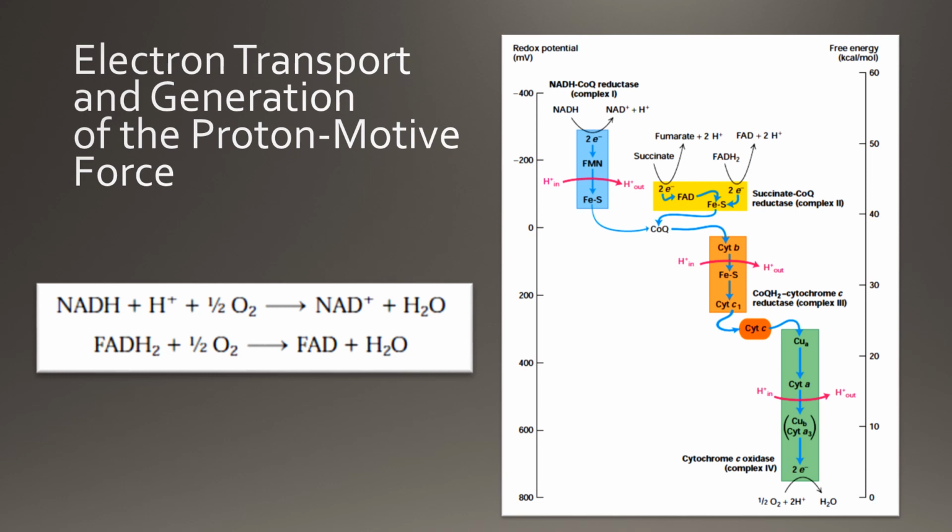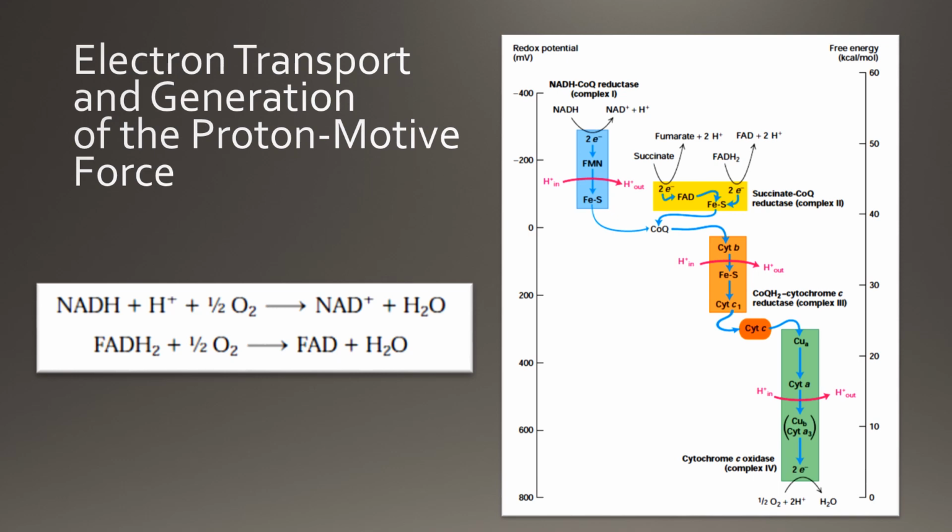By this simple calculation, 10 times minus 52.6 plus 2 times minus 43.4 comes to around minus 613. Thus, of the potential free energy present in the chemical bonds of glucose, which is 680 kilocalories per mole, about 90% is conserved in the reduced coenzymes.